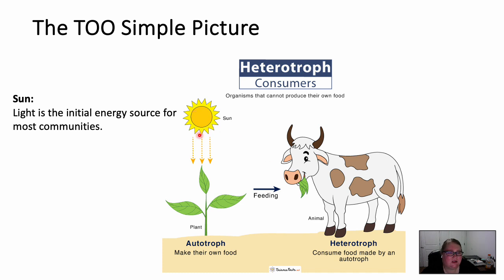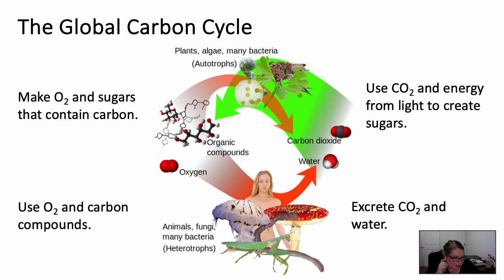Okay, so if we look at this picture, we would think that once it hits heterotrophs, we're done. This isn't really a cycle. Okay, it goes from sun to autotroph to heterotroph. But this is, as I said, a little bit too simple of a picture. So let's look at what really happens. We need to talk about the global carbon cycle. Okay, so I know this is a pretty terrible image, but it was given to us by Dr. Burroughs, so we're going to use it.